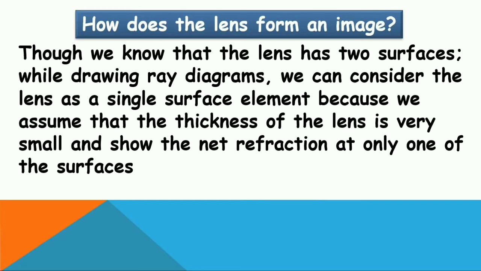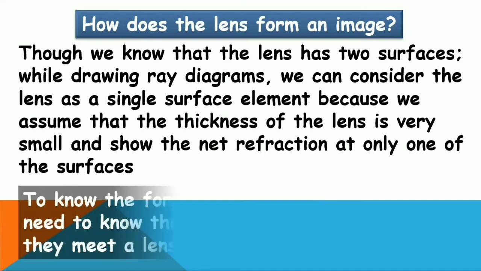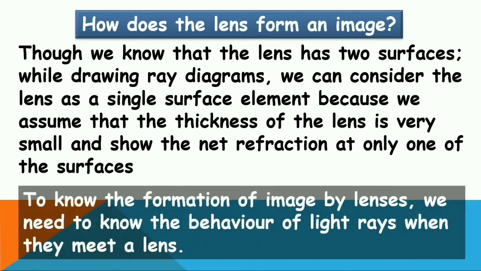Though we know that the lens has two surfaces, while drawing ray diagrams we can consider the lens as a single entity, because we assume that the thickness of the lens is very small and can be neglected. So, the net refraction is considered at only one of the surfaces. To know the formation of images by lenses, we need to know the behavior of light rays when they meet a lens.